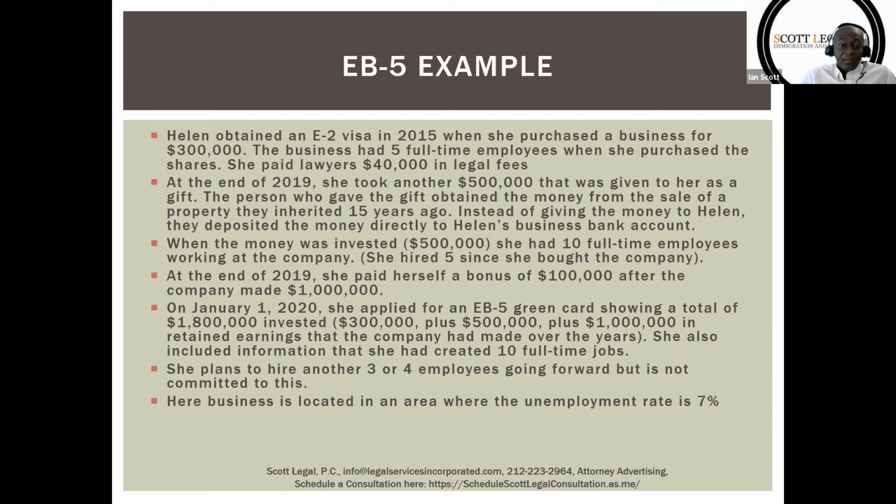But the other thing to keep in mind is if Helen paid herself a bonus of $100,000, she's nowhere near the total investment amount anyway. But let's say she did invest $800,000, and keep in mind the unemployment rate is 7%. So she'd only have to invest the $800,000, because that $800,000 applies for both regional centers and direct investment. It doesn't matter which one it is. But let's say she just invested $800,000, but then she later paid herself $100,000 in bonus. Then the government's going to say she only invested $700,000.